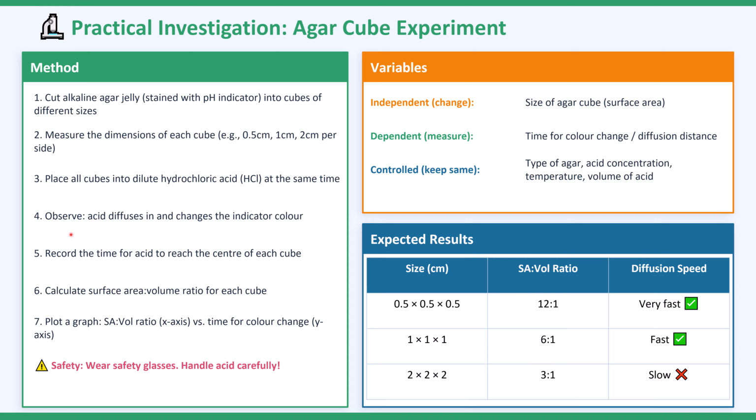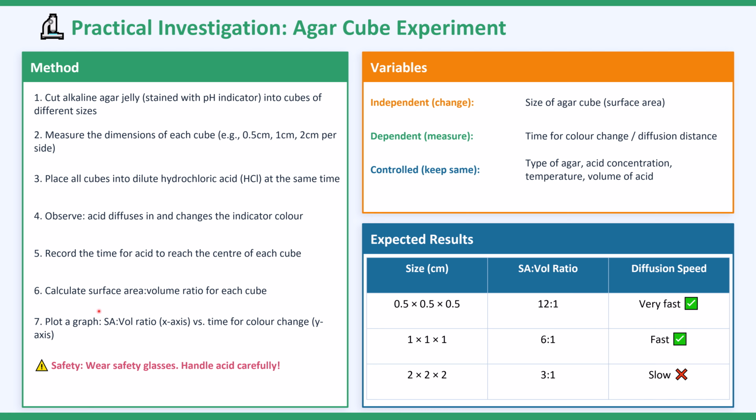Then the observation and data collection. Observe acid diffusing in and changing the indicator color. Record the time for acid to reach the center for each cube. We observe the acid diffusing into the agar, which changes the indicator color, and we record the time taken for the acid to reach the center of each cube.